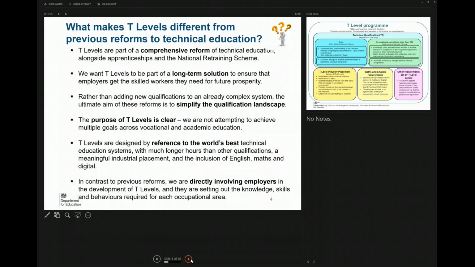They're part of a comprehensive reform to technical education that encompasses reforms to apprenticeships, the National Retraining Scheme, and investment in the sector to make sure that there is the right range of provision at different levels. We want T-levels to be part of a long-term solution, and we've worked really hard on developing these in partnership with employers so that they genuinely meet the needs of employers when they're looking to recruit into skilled technical positions.